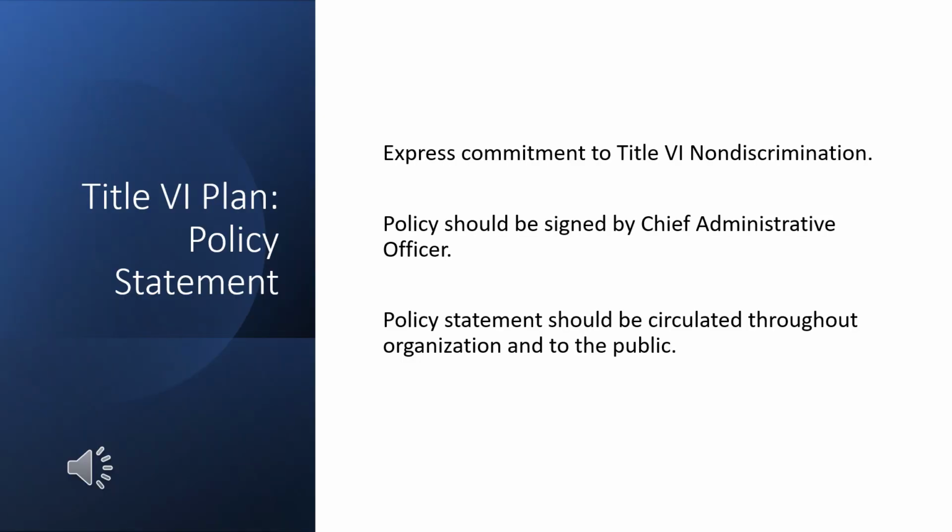The first element or method of administration for your agency's Title VI plan is simply a policy statement. A statement that is expressing commitment to Title VI non-discrimination. Policy statements should be signed by your agency's chief administrative officer, and they should also be circulated throughout the organization and to the public.